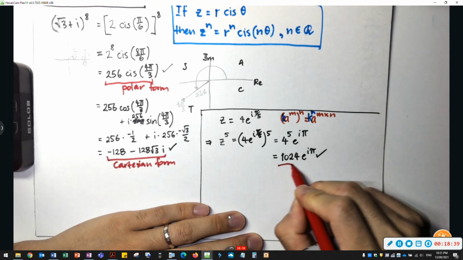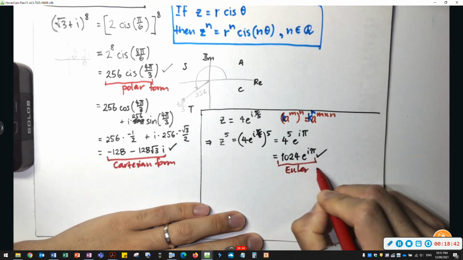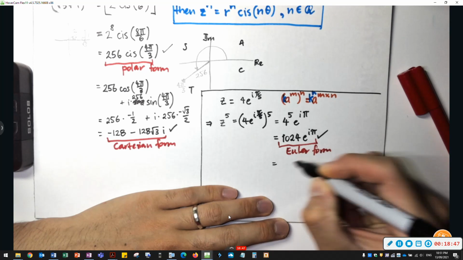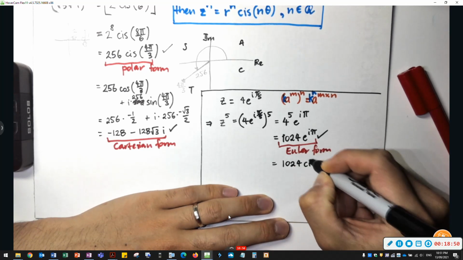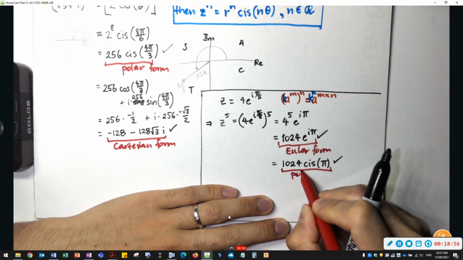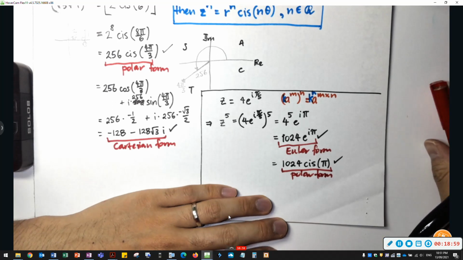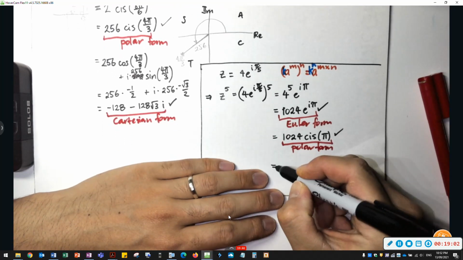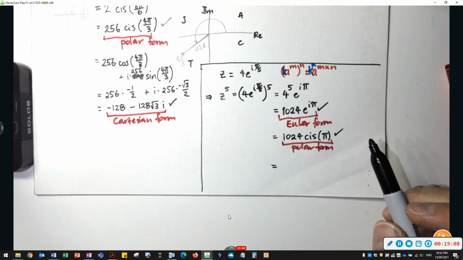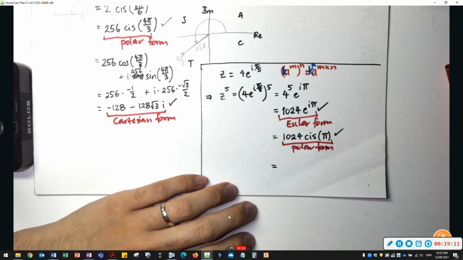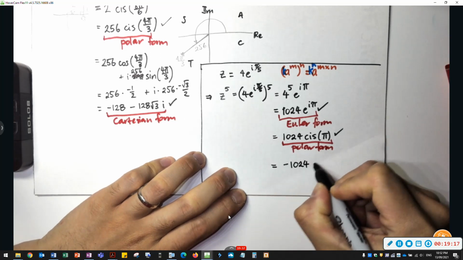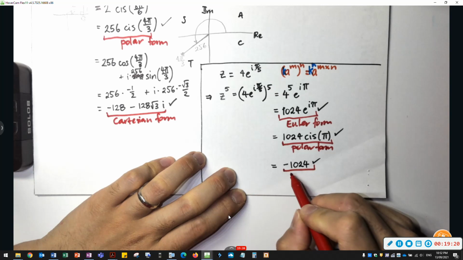So this is in the Euler form, but we can convert it. So if you want to, you can write it as 1024 cis pi. So this is polar form. And finally, hopefully you can see this angle is actually quite a nice one. It'll be more simple to write it in Cartesian form. Pi is 180 degrees. So that means it's purely real. It's on the negative part. The answer is just negative 1024 in Cartesian form. There's no imaginary part at all.